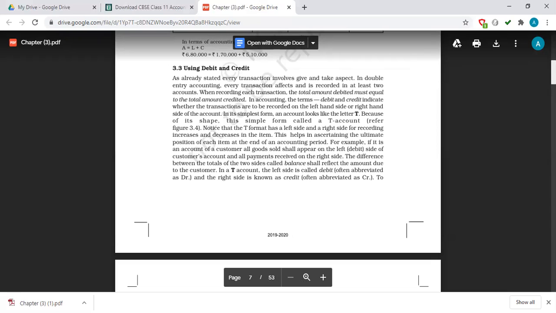If the credit side is having that amount, the debit side would also have the same, right? So, when recording each transaction, the total amount debited must equal the total amount credited. In accounting terms, debit and credit indicate whether the transactions are to be recorded on the left hand side or right hand side. Debit means on the left hand side and credit means on the right hand side.